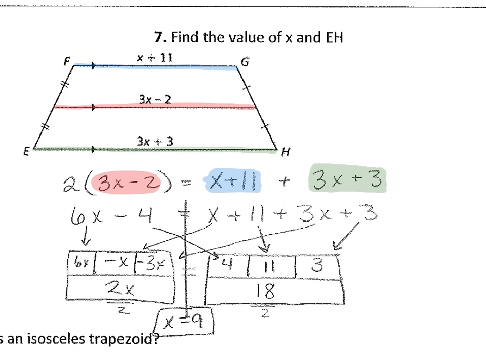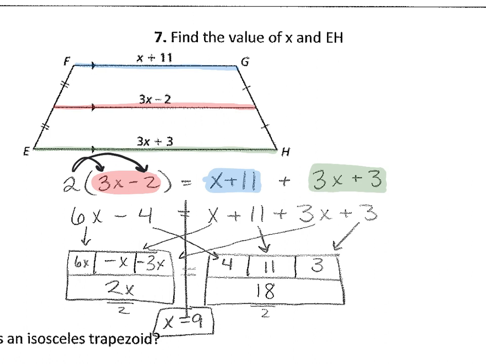In particular for this problem, before you actually start the box method, you do have to do distribution. So if you notice, I have one step before I drew my boxes, and all I did there was double 3x and double negative 2. So there is one tiny step there before you start the box method, but then you can solve using the mid-segment theorem. Now we only answered half the question here because we found the value of x, right? What else did it ask for?